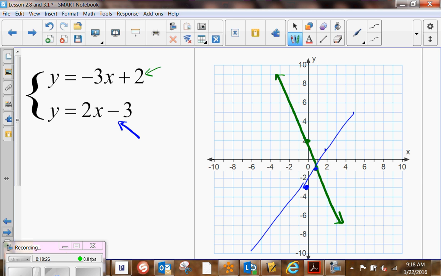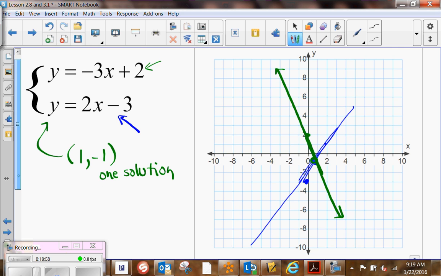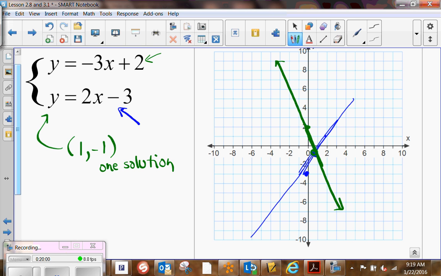And so I want to know which point would make both of those equations true. What point is on both lines? Well, this point right here satisfies the blue line, and that point right there also satisfies the green line. And that point happens to be (1, negative 1). So in this case, there is only one solution to this problem. It's not an infinite number. There's just one solution. I should be able to put this ordered pair back into both problems up top, and it should make them true.